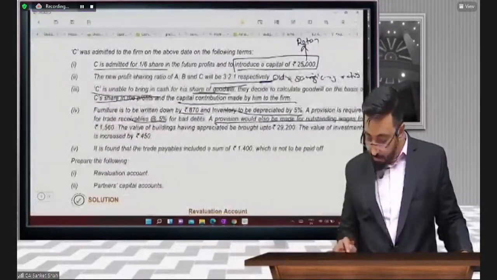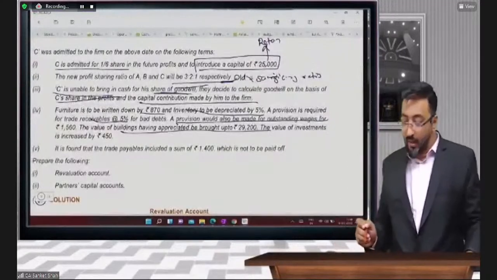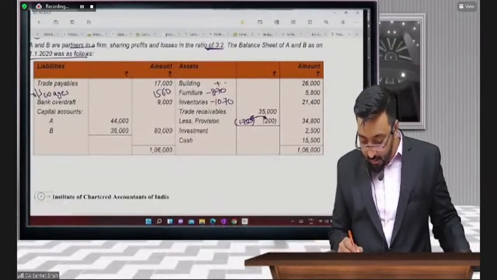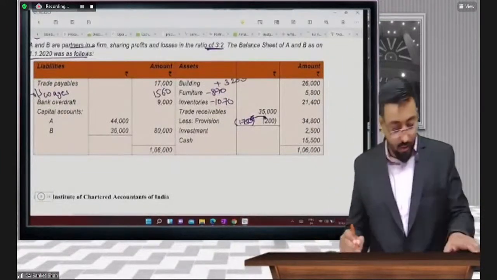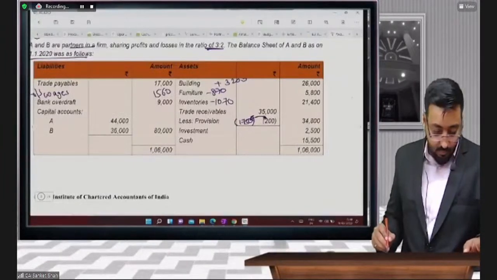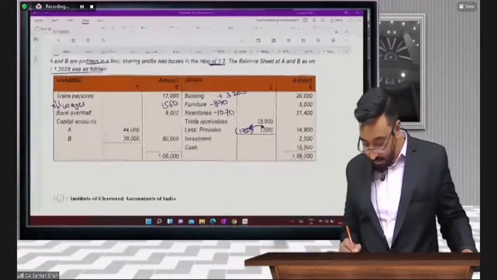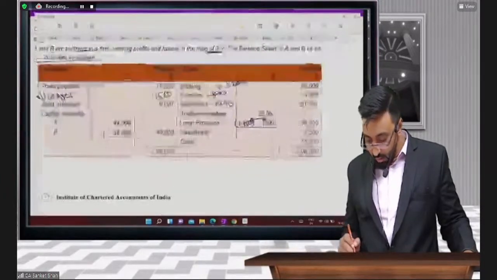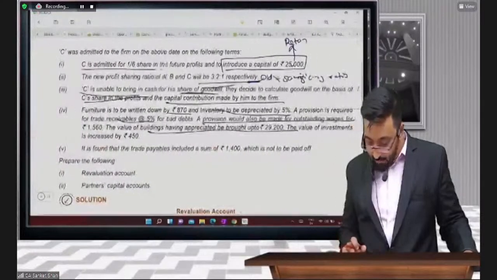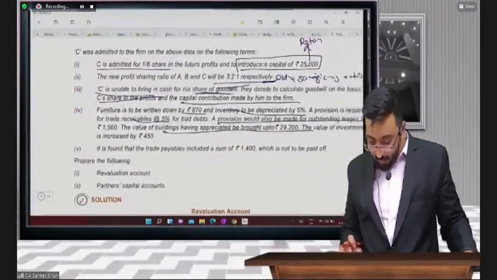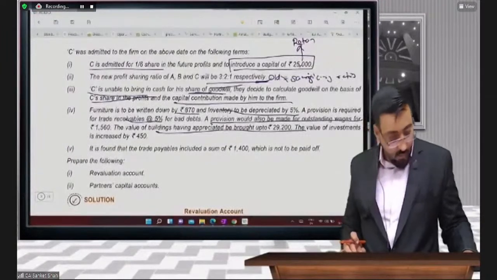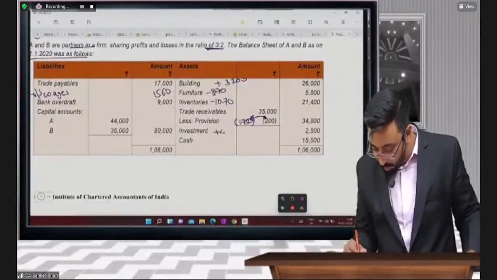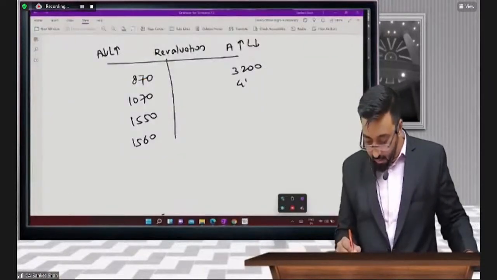Next one. The value of building is to be appreciated by 3,200. How much you increased? 3,200. Okay, sir. Increase na, sir. Okay. Chalo. Increase हुआ 3,200. Value of investment increased by 450, sir. Investment plus 450. Asset increase, so profit.